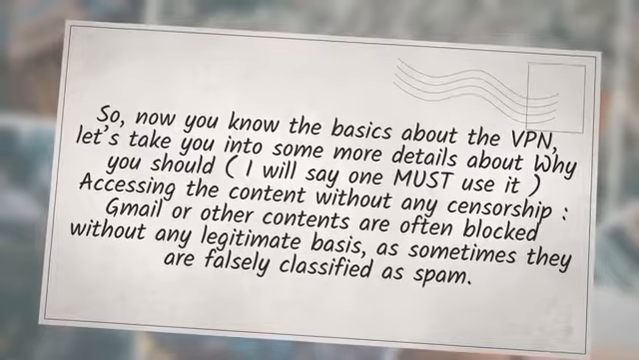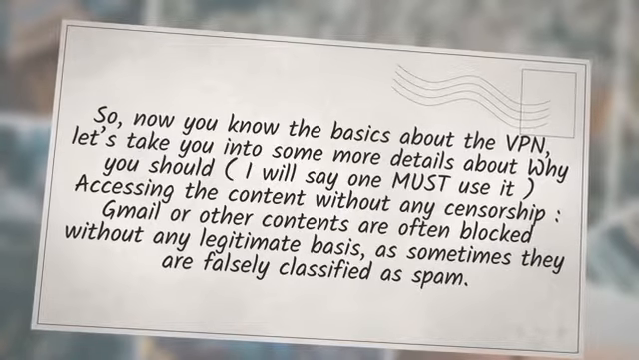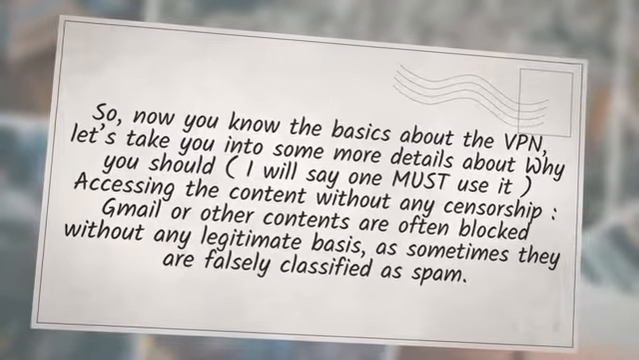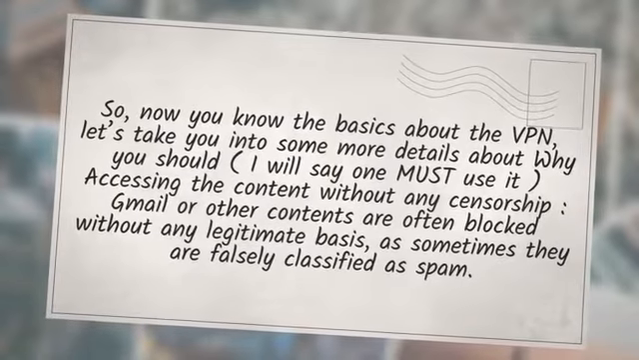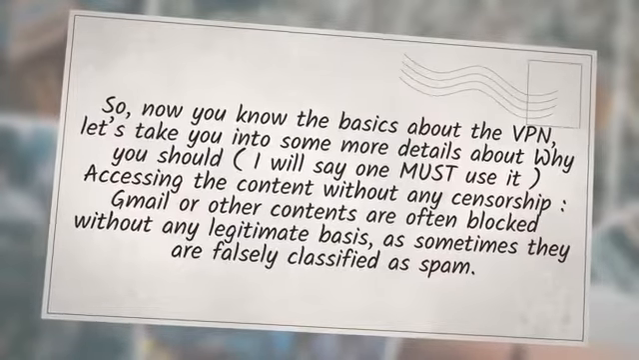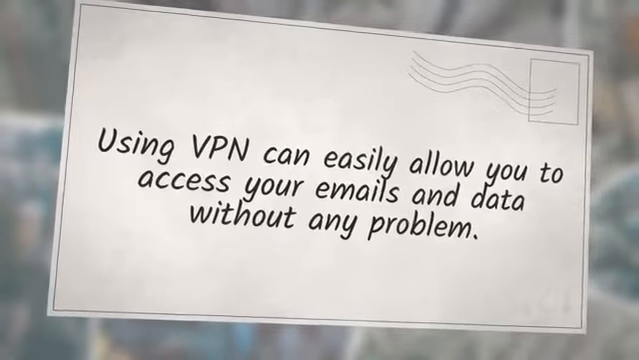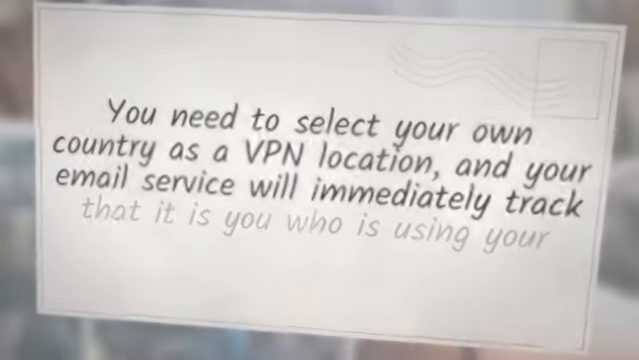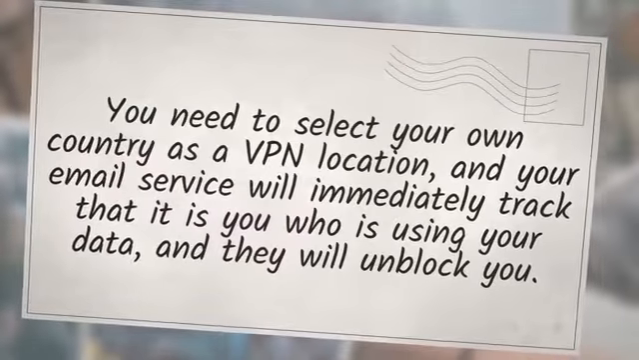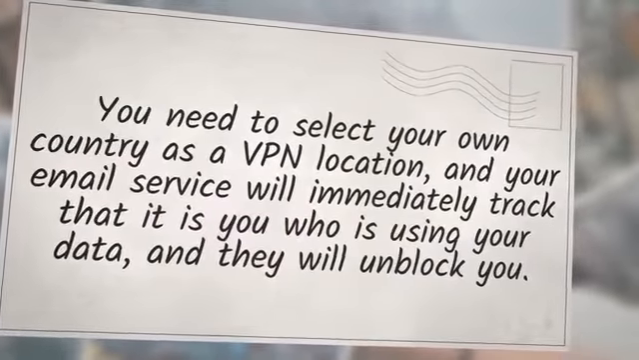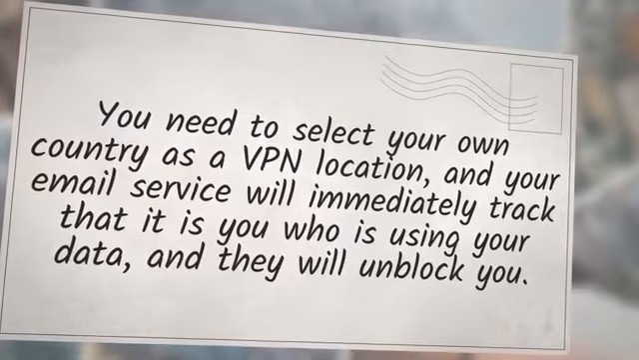Accessing the content without any censorship. Gmail or other contents are often blocked without any legitimate basis, as sometimes they are falsely classified as spam. Using VPN can easily allow you to access your emails and data without any problem. You need to select your own country as a VPN location, and your email service will immediately track that it is you who is using your data, and they will unblock you.